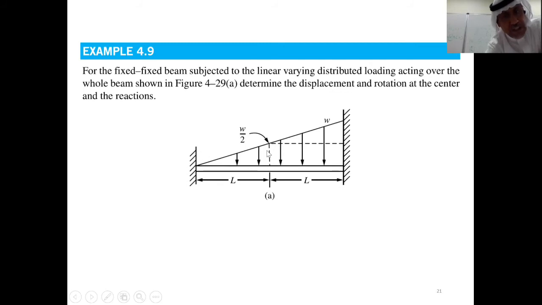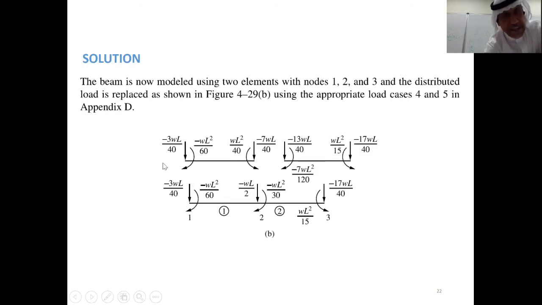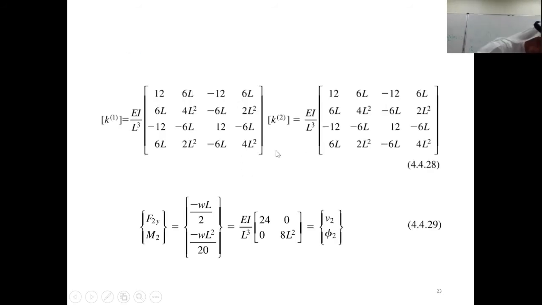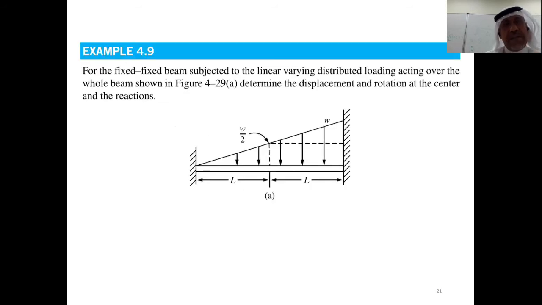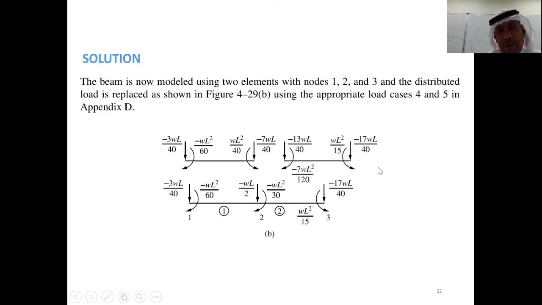So for element number 1, you use triangle. For element number 2, you use trapezoidal. You see? Look at it. This is triangle. This is trapezoid. And then you add those together and you get it. This is K1, this is K2. And then you find the primary unknowns, which are V2 and Phi2, right? The center node, because V1, Phi1 is 0, and V3, Phi3 is 0. So your unknown here is 2, and that's it. And then you can find the rest.